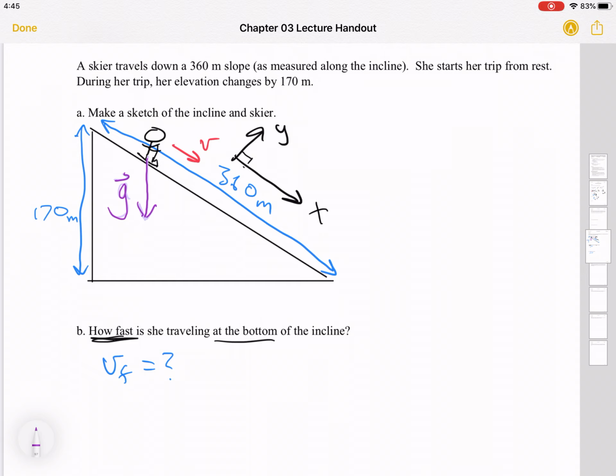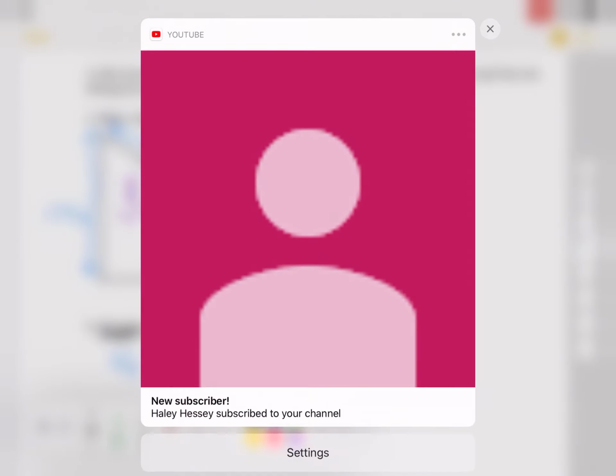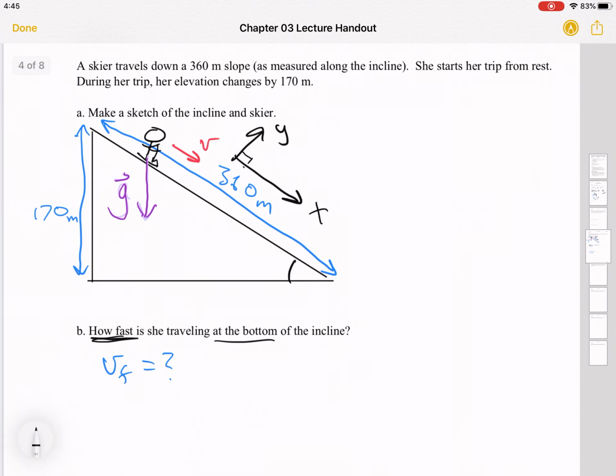Okay. So think about this. Part of that acceleration is causing this woman to go down the hill. The other part is just like holding her against the incline. Think about the extremes, right? If we define an angle here, if that angle were 0, she wouldn't move at all under the action of gravity. And if that angle were 90, she would be in free fall, right? And then somewhere in between, g is something in between.